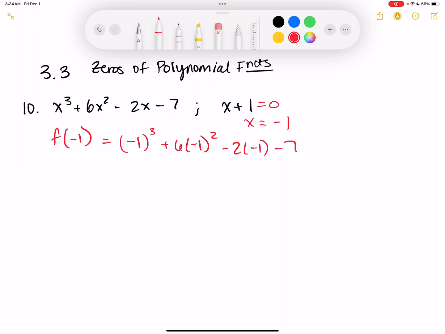So that's going to be -3 plus 6 plus 2 minus 7. So we get, what was that, 3, 5, -2. Oh, wait. Anybody else catch that? It's supposed to be a -1, not a -3.